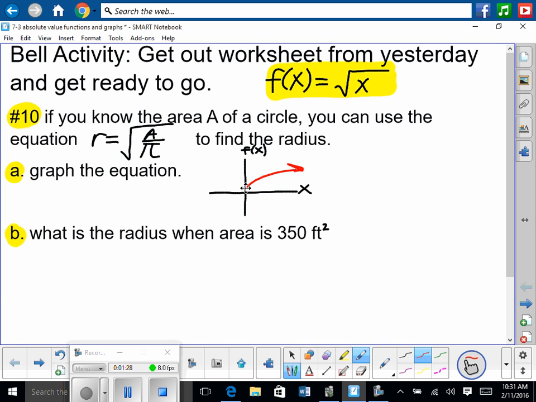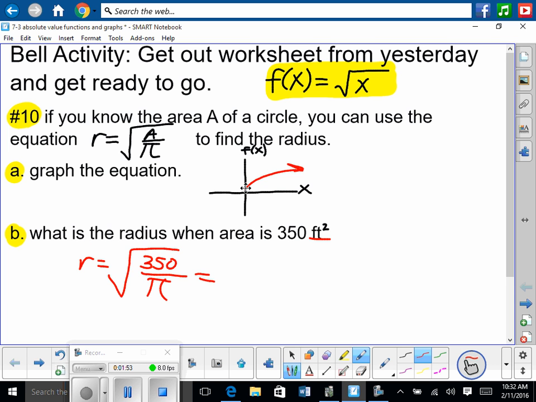So it says, what is the radius when the area is 350 feet squared? Remember, the feet squared is just the units of measurement. It says, what's the radius when area is 350? So aren't we just plugging in that the area is 350? Yes. So we have R is equal to the square root of 350 divided by pi. And then we'll just type it into our calculator.